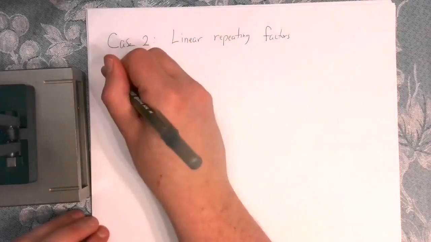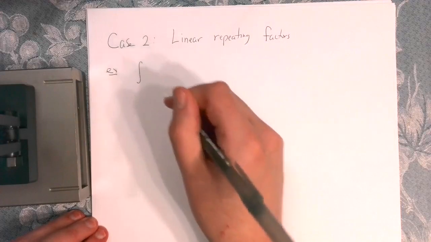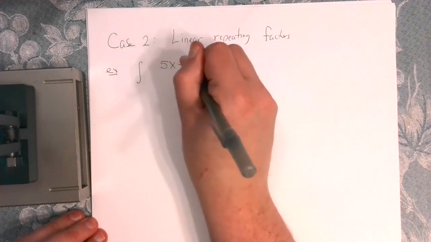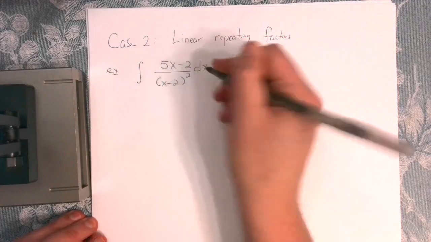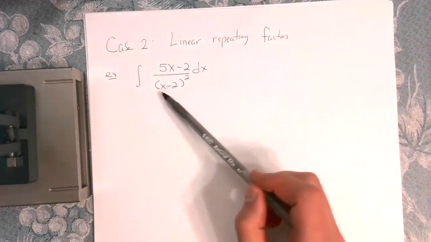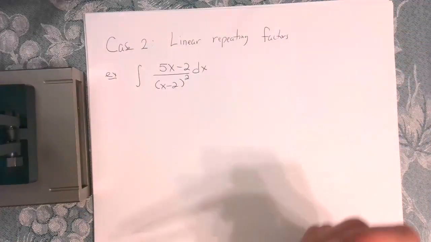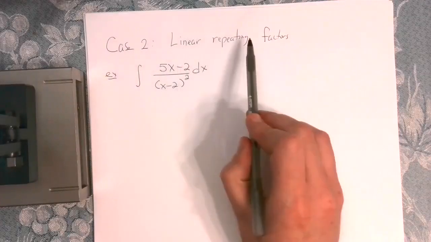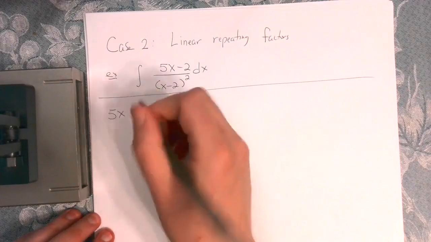So for example, let's say we have something like this. The degree of the numerator is 1. The degree of the denominator is 2, because after you square it out, the highest exponent is a 2. So it's not long division, right? We're going to try partial fractions, and let's see what I mean by linear repeating factors. We're going to deal with the algebra. We put the calculus on hold.